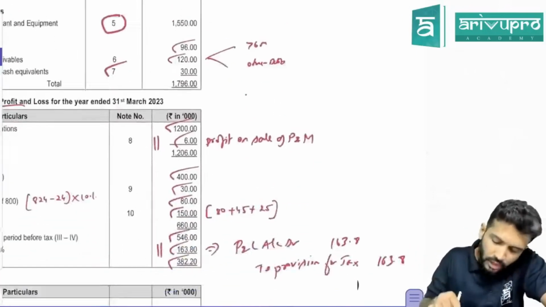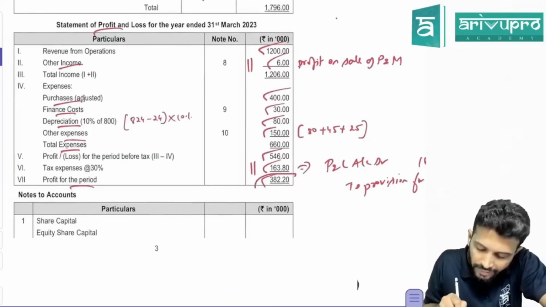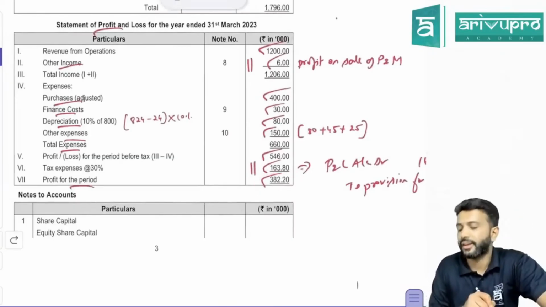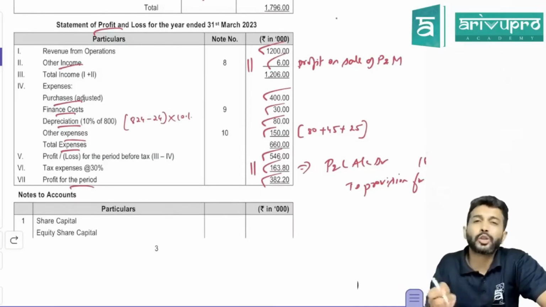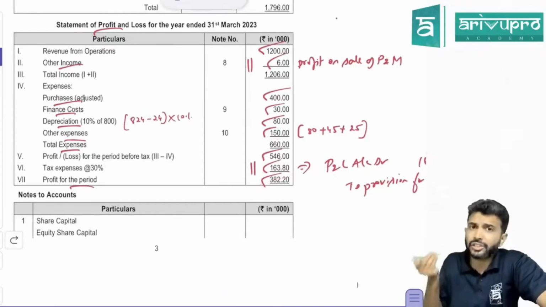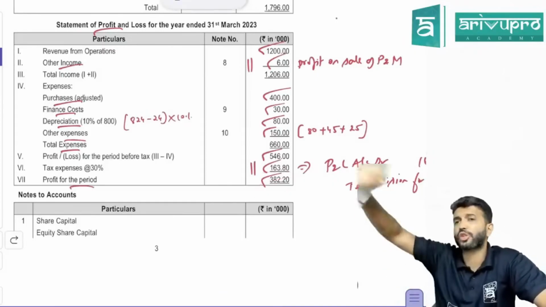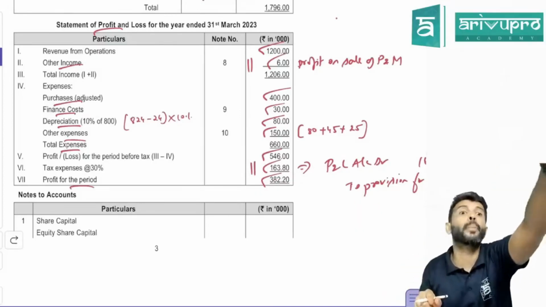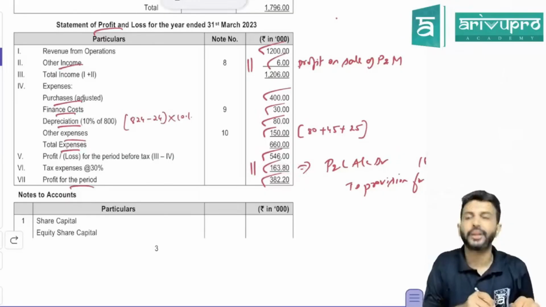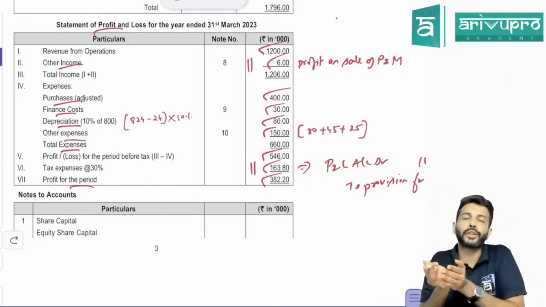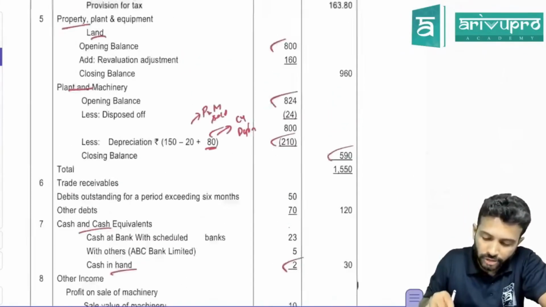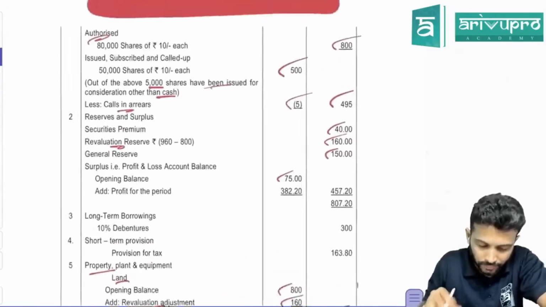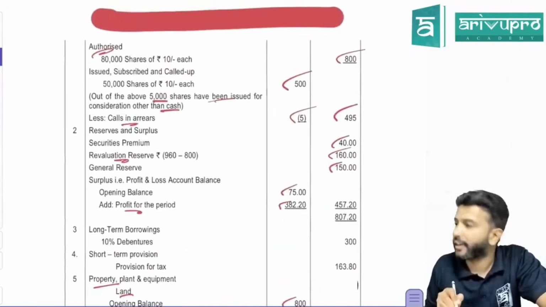Already done. Sir, what is the current year ka profit? After paying tax, how much profit remains? 382.2. Where will you show this? Will you add it to capital? In case of company, profit will be added to capital or show it separately? Show it separately. You already they gave P&L account ka opening balance. What is current year ka profit? 382.2. What should we do for that? Add it. Check note number 2, reserves and surplus, current year profit, have they added? Current year ka profit 382.2 they have added.